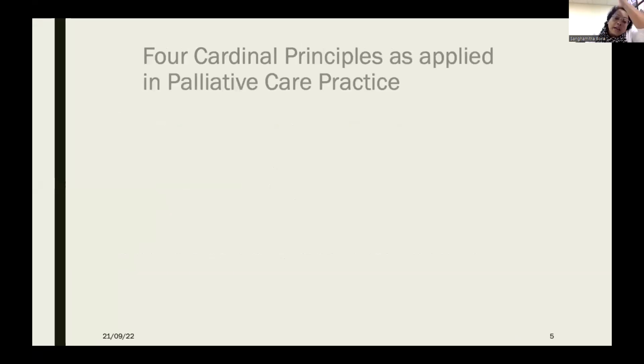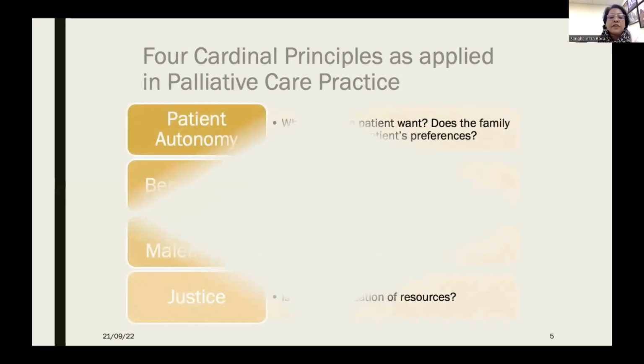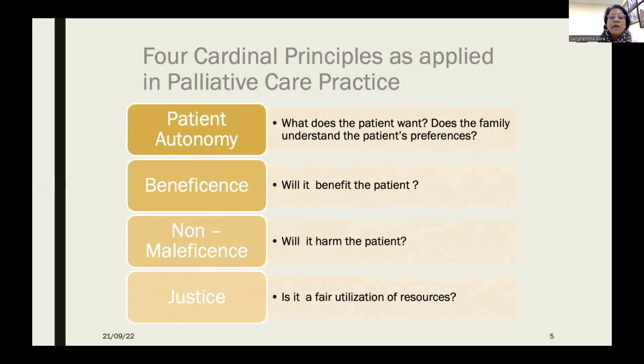There are 4 cardinal principles as applied in palliative care practice. They are patient autonomy, which means what does the patient want, and does the family understand the patient's preferences? That is very important, because in a country like India, where we have a close-knit family, if the family doesn't understand what the patient wants, perhaps the action will not be justified. The autonomy of the patient will not be there.